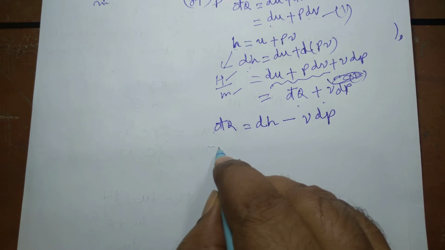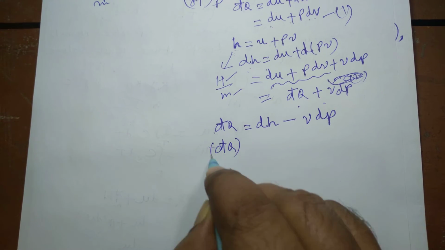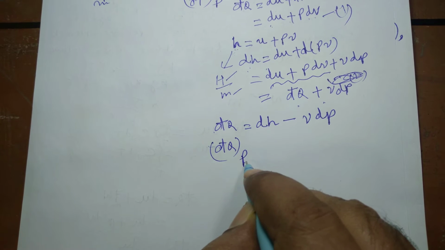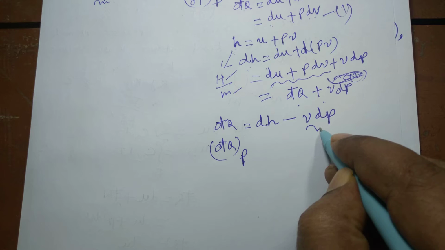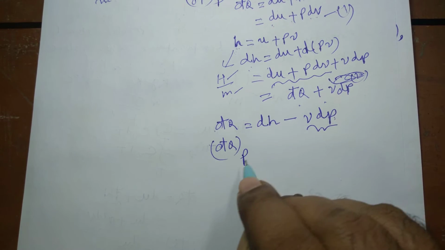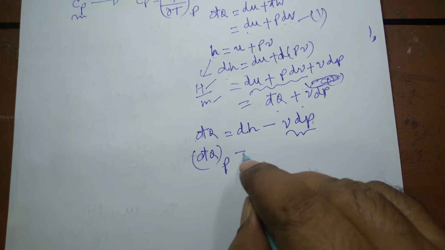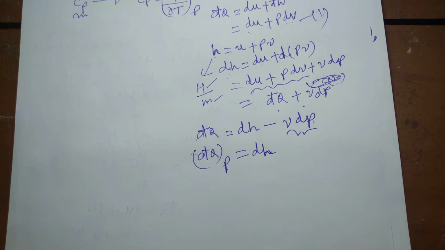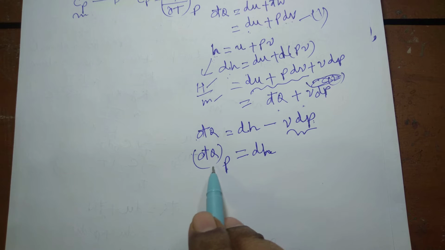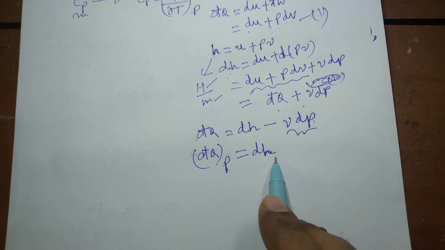The subscript denotes that the process takes place at constant pressure. So for a constant pressure process, this term will be 0 because dP is 0 when P is constant. So dq at constant P becomes dH. That is, dq when the process takes place at constant pressure is equal to dH.